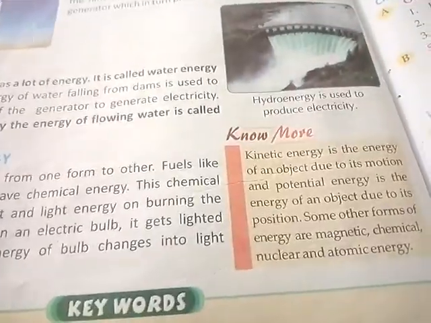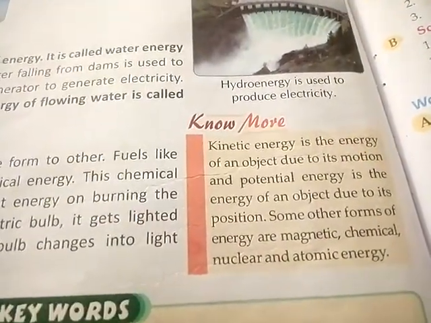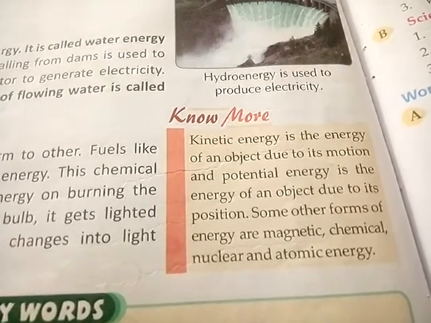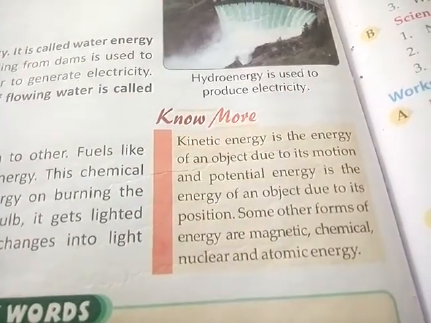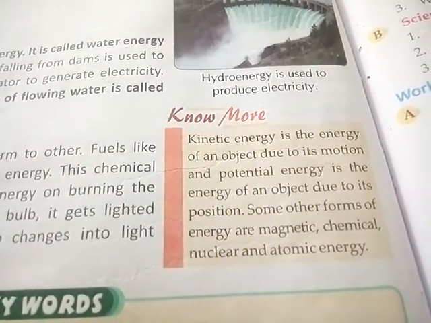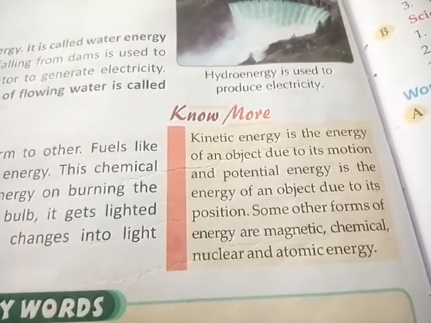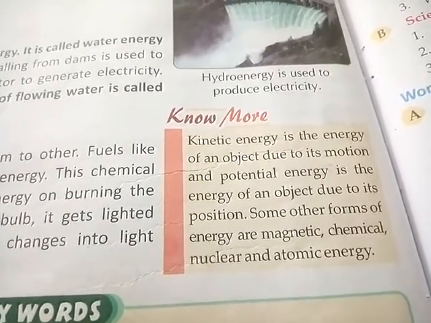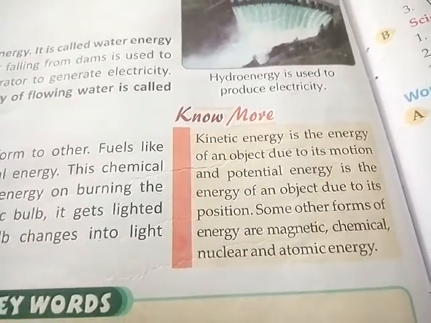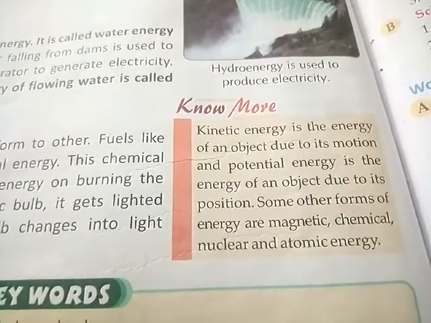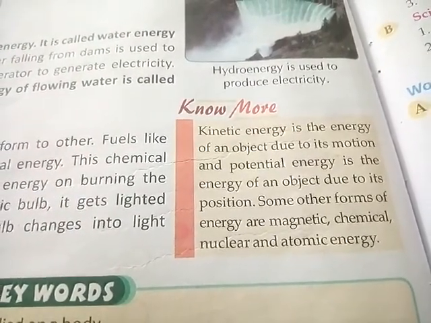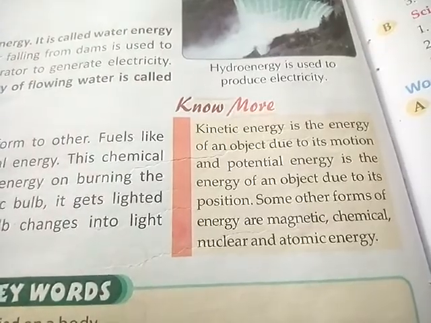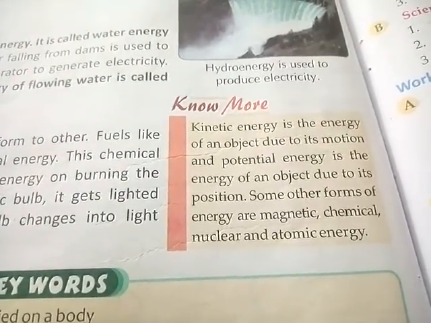Okay, so here we have completed our whole chapter. Let's learn a bit more. Kinetic energy is the energy of an object due to its motion, and potential energy is the energy of an object due to its position. Then some other forms of energy are magnetic, chemical, nuclear, and atomic energy. So here we have some points to remember.